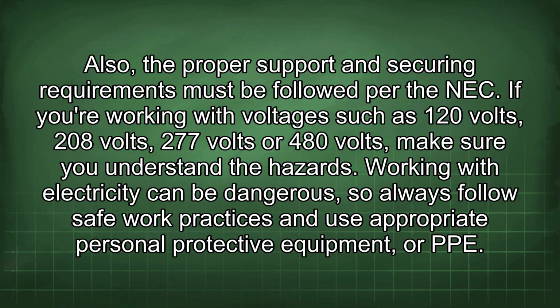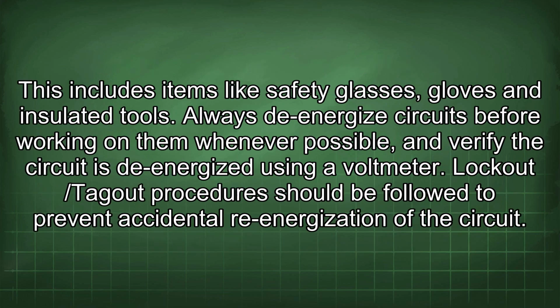If you're working with voltages such as 120 volts, 208 volts, 277 volts or 480 volts, make sure you understand the hazards. Working with electricity can be dangerous, so always follow safe work practices and use appropriate personal protective equipment, or PPE. This includes items like safety glasses, gloves and insulated tools. Always de-energize circuits before working on them whenever possible, and verify the circuit is de-energized using a voltmeter. Lockout/tagout procedures should be followed to prevent accidental re-energization of the circuit.